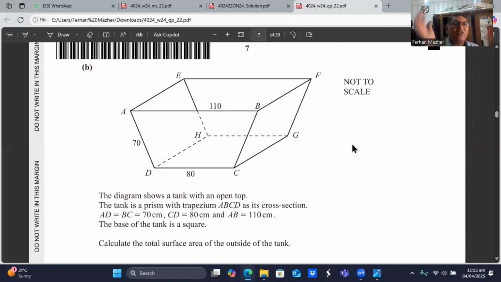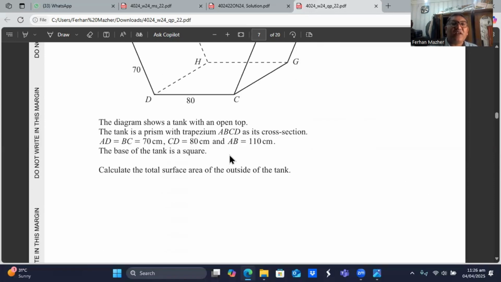So if you want to find out the total, it's an open tank. So its outside surface area will be the two trapeziums and two rectangles. You know this GC and BC, this is a rectangle, same rectangle is here. ADHE, this is a rectangle. So there are two rectangles, two trapeziums, and this floor, it's outside. The floor is a square, 80 multiply 80 is its dimensions.